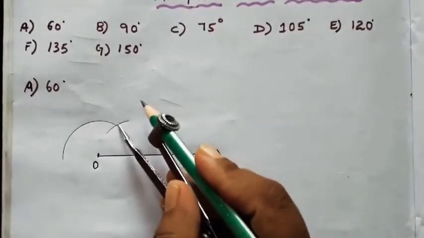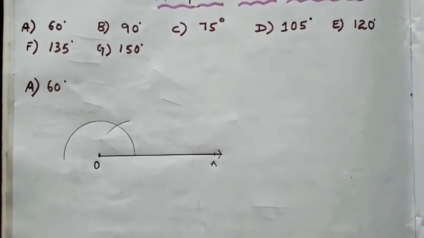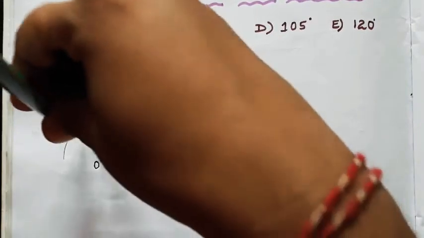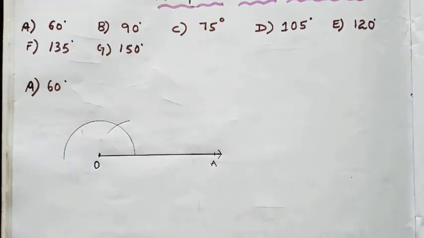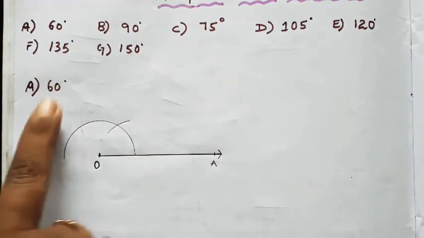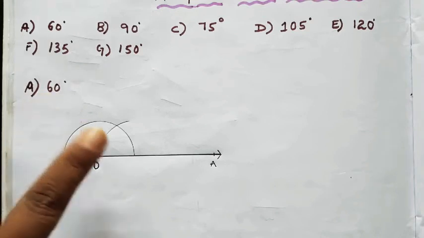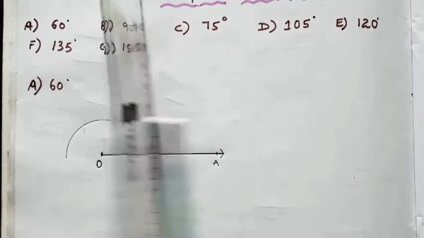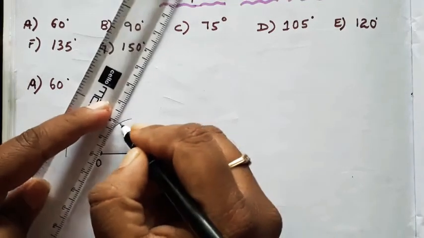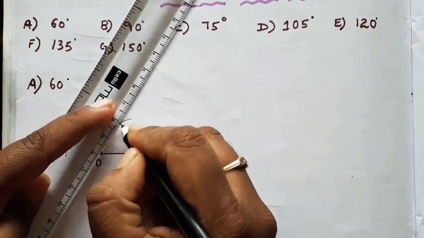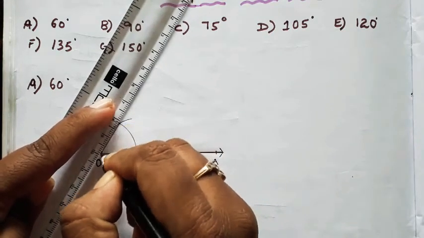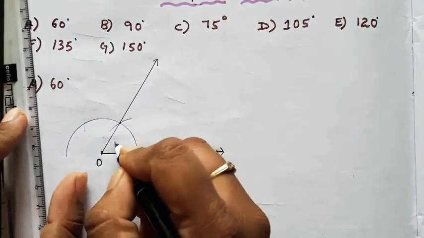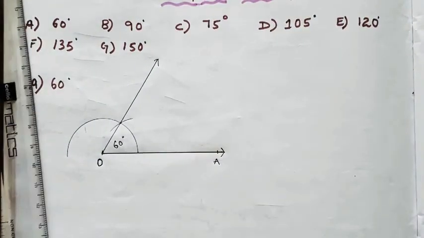This first arc is 60 degrees. If I continue, the next arc will be another 60, means 60 plus 60, 180 degrees. As we are drawing only 60 degrees first of all, once you get this point, you just join it with the reference point O, or you can extend this. So this is our 60 degree angle.